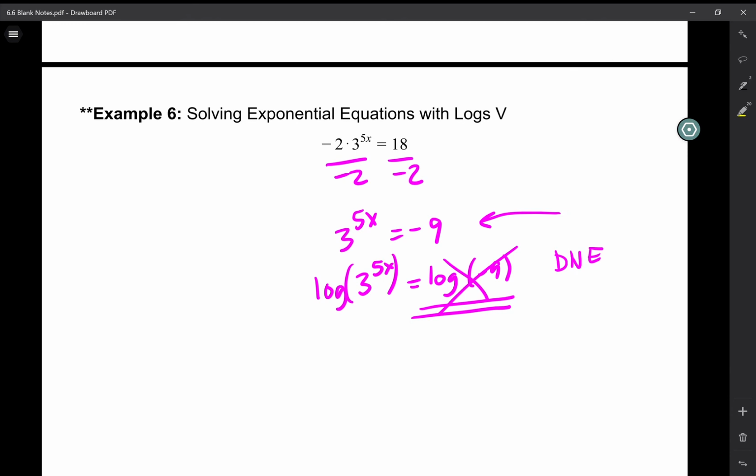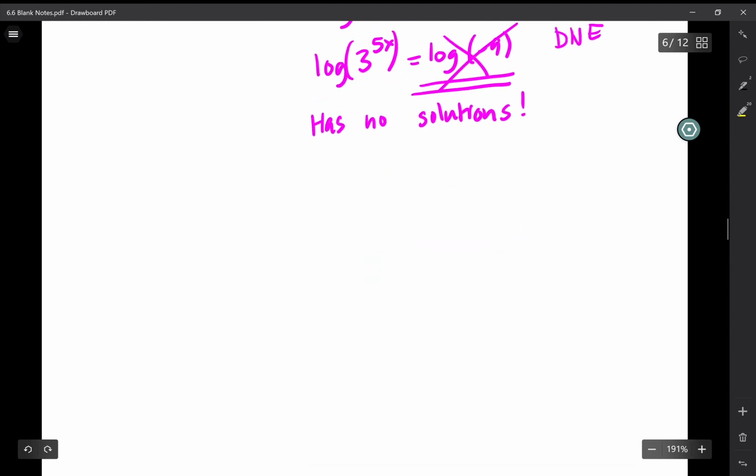Because if we take 3 to a power, how are we going to get to negative 9? The range of exponential functions is 0 to infinity, so we could not possibly come up with a negative value. So this one has no solutions. Always be on the lookout to take the log of a number less than or equal to 0. That has no solutions.